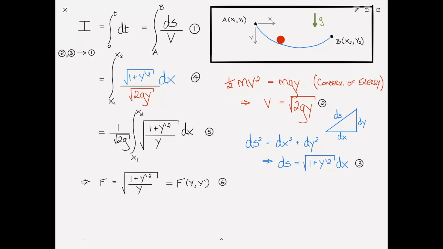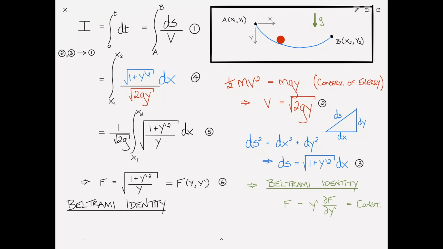And I've shown in a previous video, the link to that appears above, that in the event that our functional doesn't explicitly depend on x, the Euler-Lagrange equation reduces to something known as the Beltrami identity. The Beltrami identity states that f minus y prime times partial f partial y prime is equal to a constant. And that is equation 7.